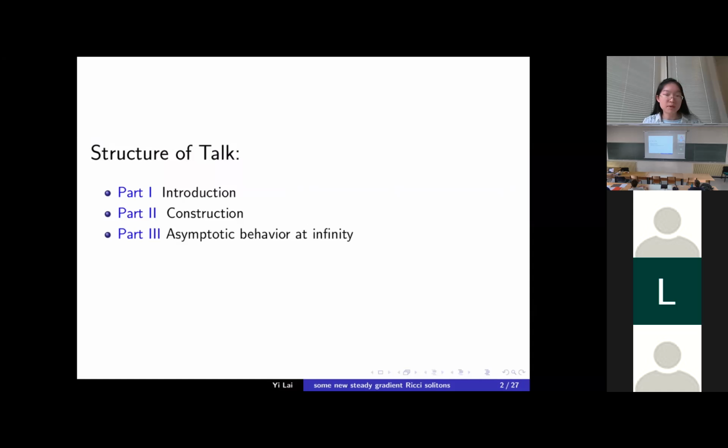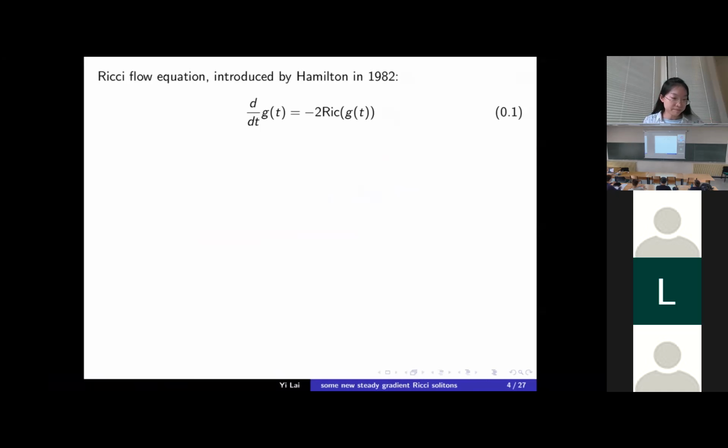In the second part, I'm going to show you how we construct these steady gradient solitons. There's a uniform way to construct these solitons for all dimensions n greater than or equal to 3. And then in the last part, I'm going to show you that in particular in dimension 3, the solitons we constructed are flying wings. So this is the structure of the talk. Now let me get started.